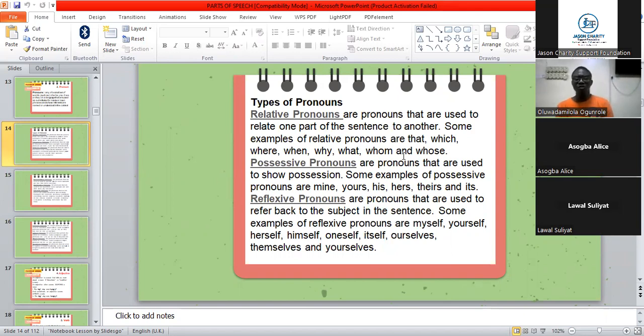Going on to reflexive pronouns, we said a reflexive pronoun will always revert to the subject of a sentence, that is, it refers to the same subject, calling itself back to the subject that has been used. For instance, I can say, I did the work. If I want to emphasize myself doing the work, I can say, I did the work myself. Myself there is reverting to the I that I've used as the subject.